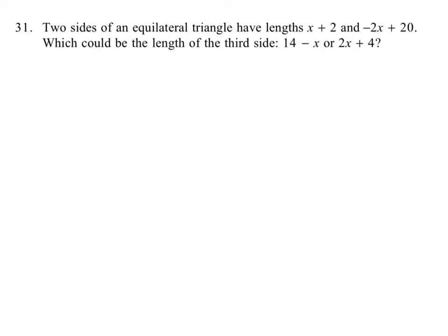All right, two sides of an equilateral triangle have lengths x plus 2 and negative 2x plus 20. Which could be the length of the third side? Either 14 minus x or 2x plus 4.